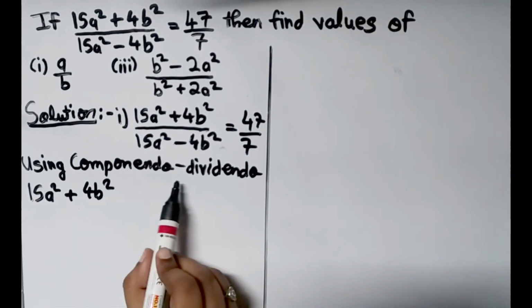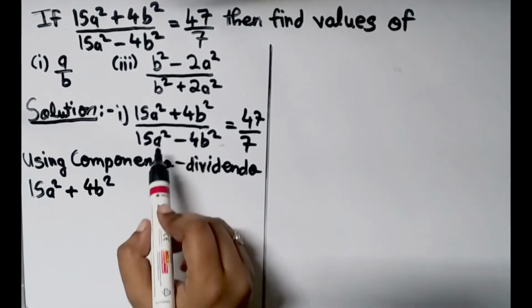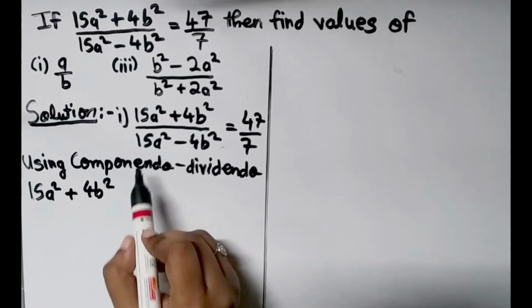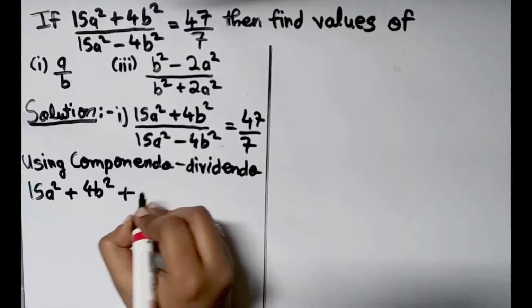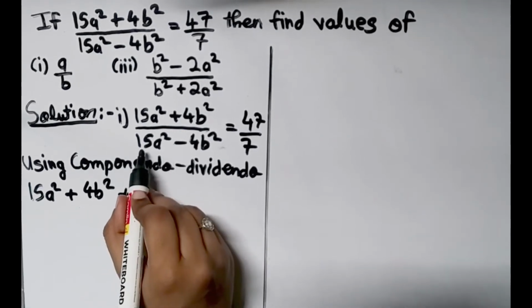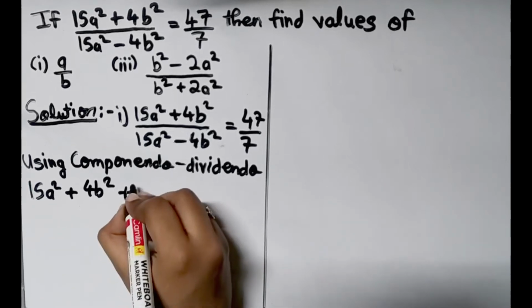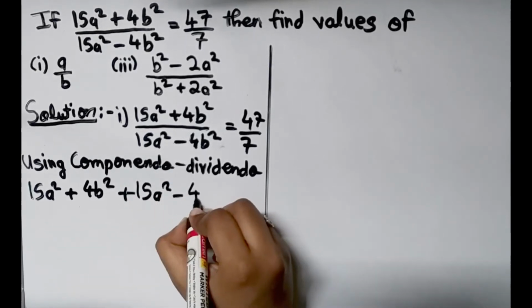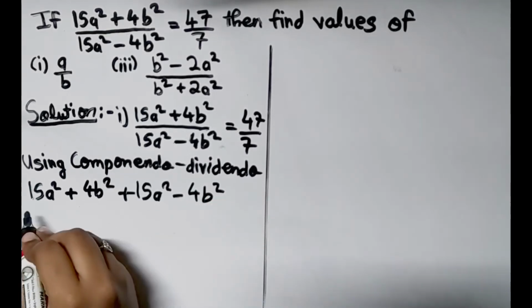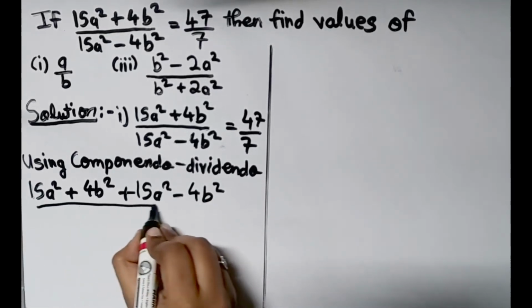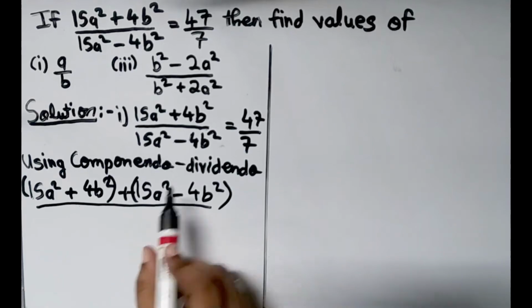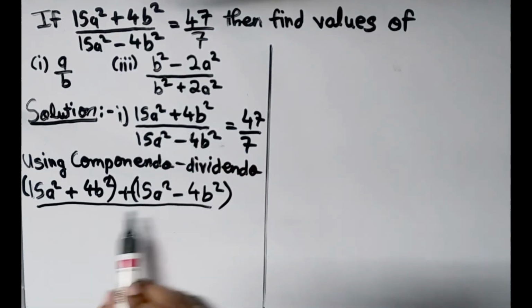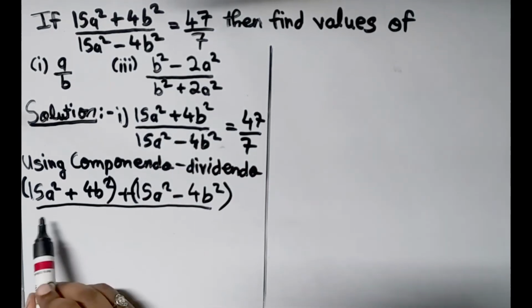So what we will get? 15a square plus 4b square. Now in componendo dividendo, what we will do? First we will add both the terms. So numerator plus denominator. What is the denominator? 15a square minus 4b square. So 15a square minus 4b square upon, you can use brackets. This plus this. I have used the brackets so that it will be easy.